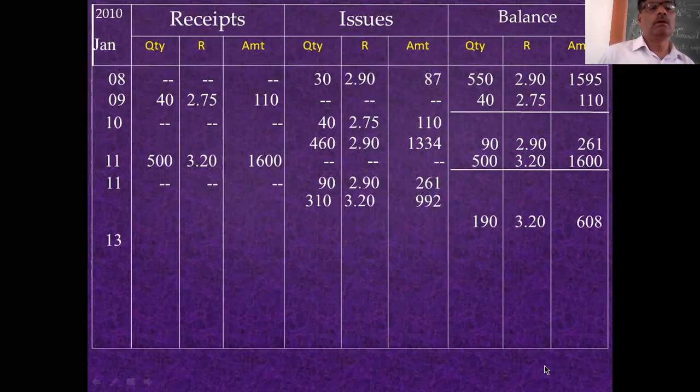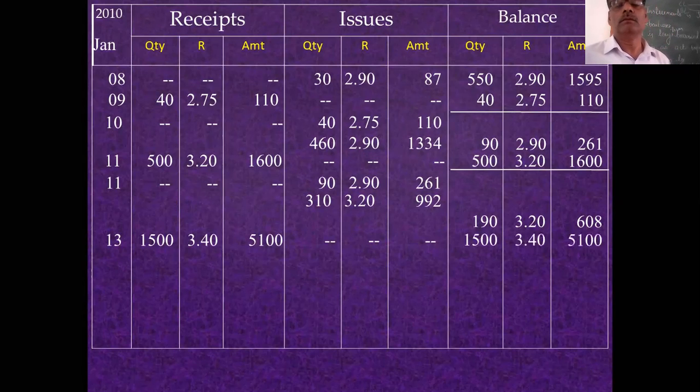Purchase quantity 1500, rate is 3.40. Then amount is 5100. Take to the balance column. Clear? Then what is next? Issue. Underline the balance column and issue. What is quantity to be issued?